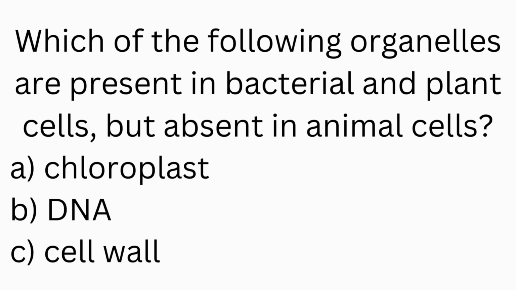Question 2. Which of the following organelles are present in bacteria and plant cells but absent in animal cells? Chloroplast, DNA, or cell wall? Chloroplasts are only present in plant cells. DNA is present in all cells, so the answer is the cell wall, since it is absent in animal cells but present in both bacteria and plant cells.